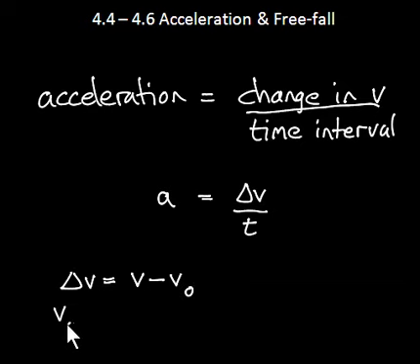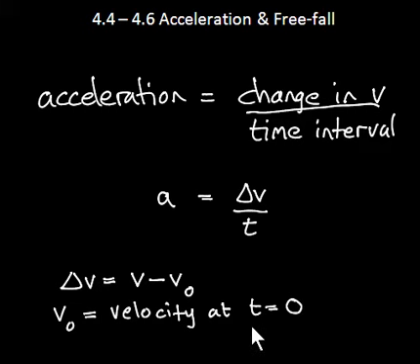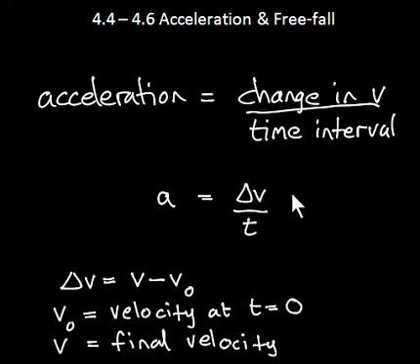So v0 is our initial speed, or the velocity at time t equals 0. It's the speed our object was traveling at when the clock started. And v is the final velocity. And so that means I can write the acceleration as final velocity minus initial velocity divided by time.